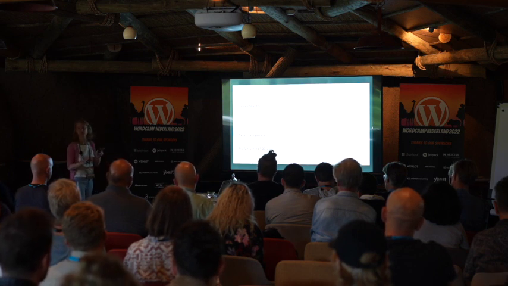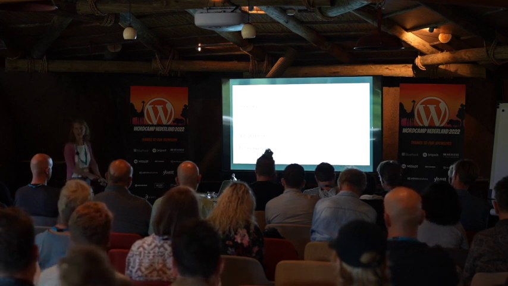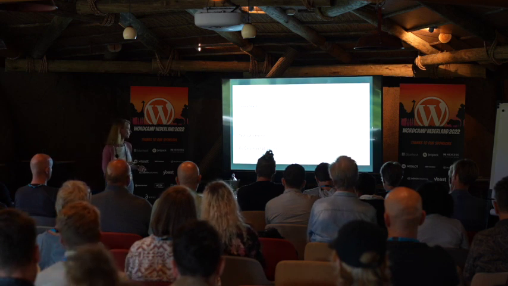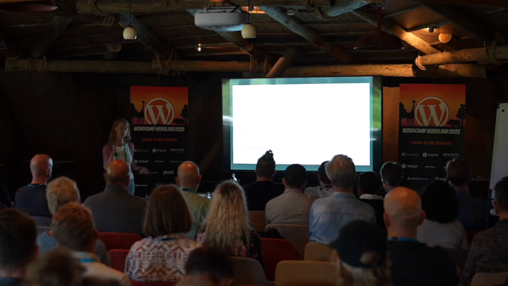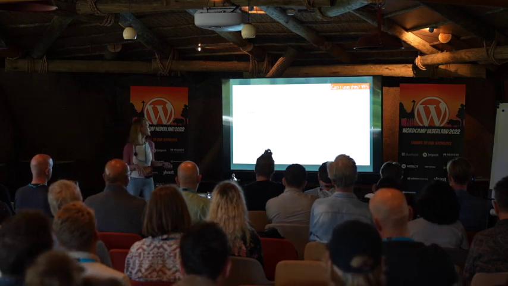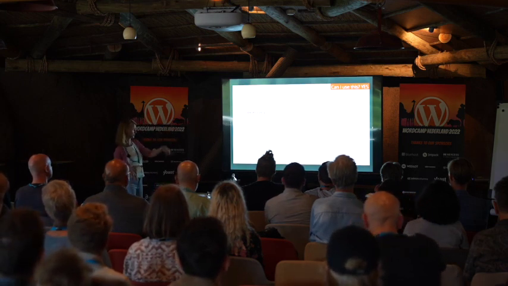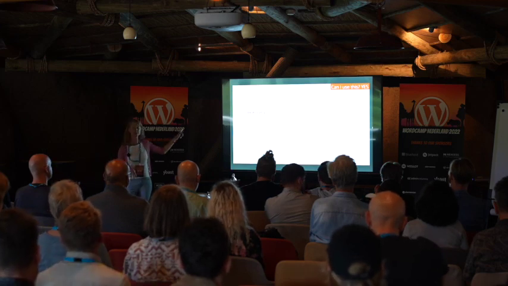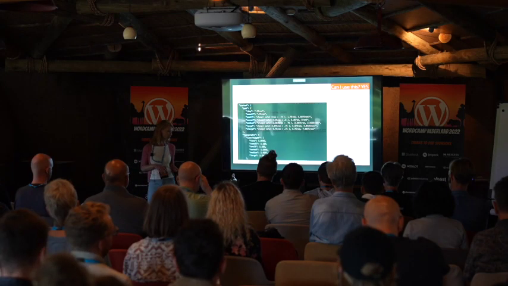Some things I feel are still in the works. It's transitioning, but then the promise is really, really good. Check out whatever things you can define using the theme JSON. You get a long way, actually, customizing your editor experience. So the custom properties, I added the can I use right on top for the next slides. It's used extensively in theme JSON, as we saw. You can add your own custom properties to theme JSON too, and they will be outputted as well. And you can reuse the core and custom properties in any extra CSS you need.